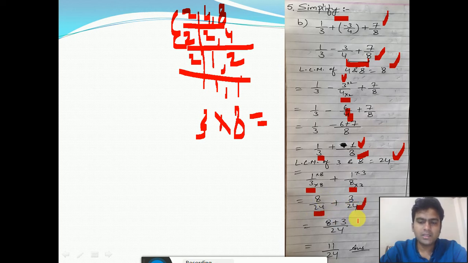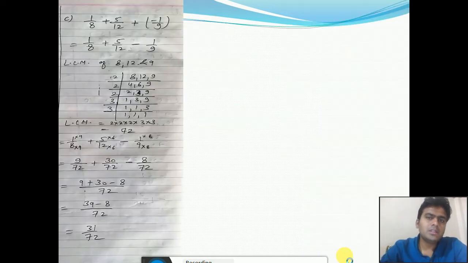Now add the numerators 3 and 8. So 3 plus 8 equals 11 upon 24. 11 upon 24 is a proper fraction, so no need to change it into a mixed fraction. Now see the next question.